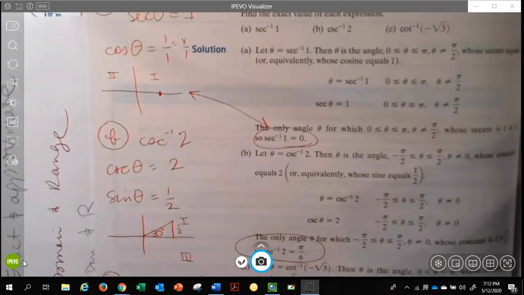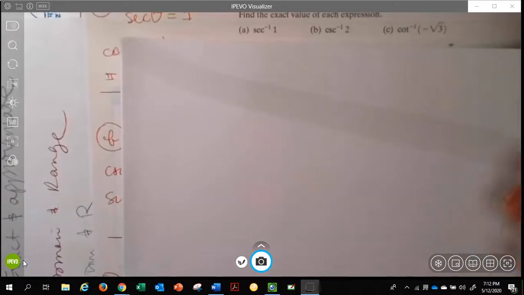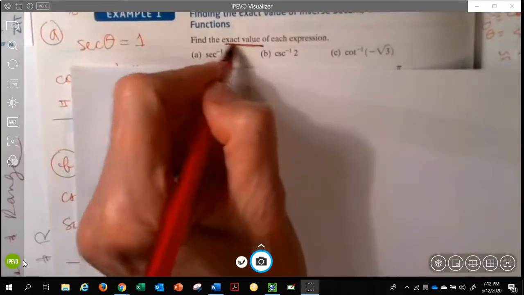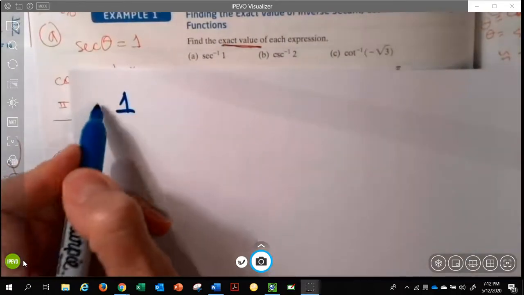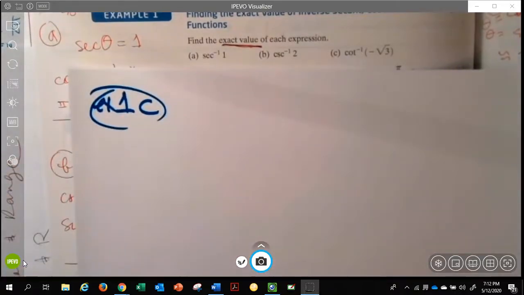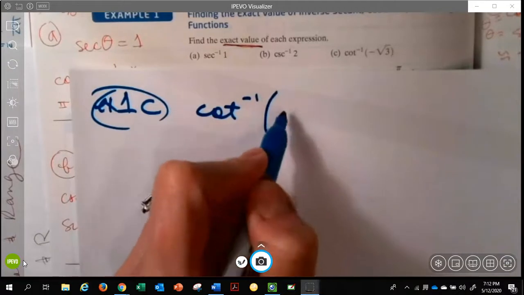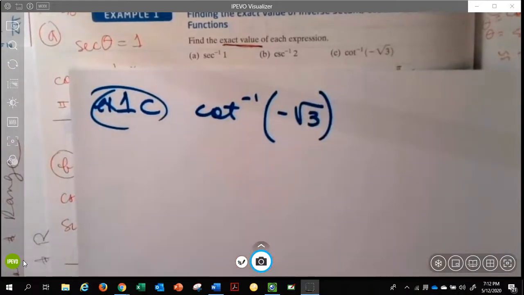I'd like for us to do 1C first. As we're looking at 1C, you need to pay attention to the directions, because on our test, and that's not the best reason to pay attention to the directions, it's just always good to follow directions. But anytime it says, and this is example 1, part C, anytime it says exact value, you can just leave your calculator off to the side. We're going to find the exact value for the inverse of cotangent of a negative square root of 3.